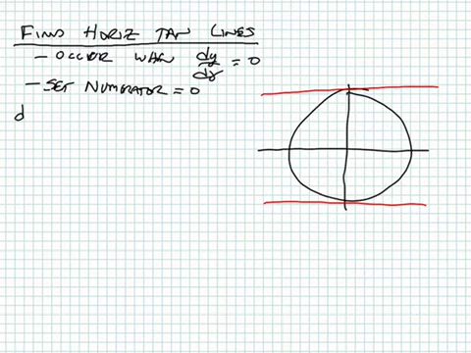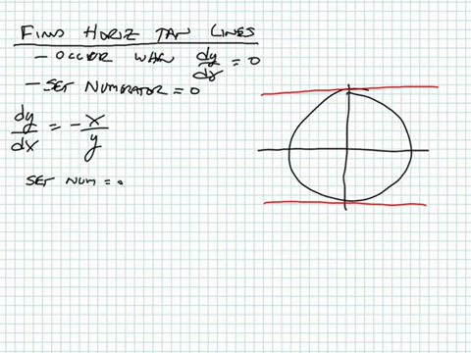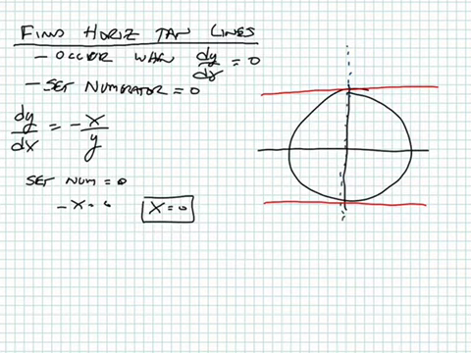So in the last example for the circle, we found that dy dx was equal to minus x over y. So I'm going to set the numerator equal to 0. And if I do so, I get minus x is equal to 0, or x is equal to 0. And if we go over and look at the circle, when x is equal to 0, which is going to be the y-axis line, that's where our horizontal tangent lines occur. And if you want to figure out what the y points are, then you need to go to the original equation.